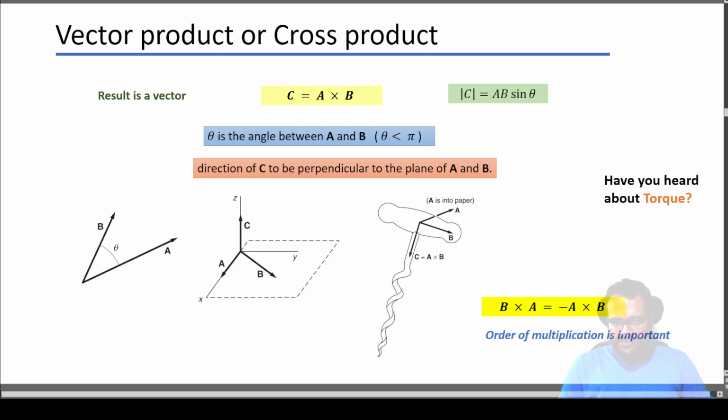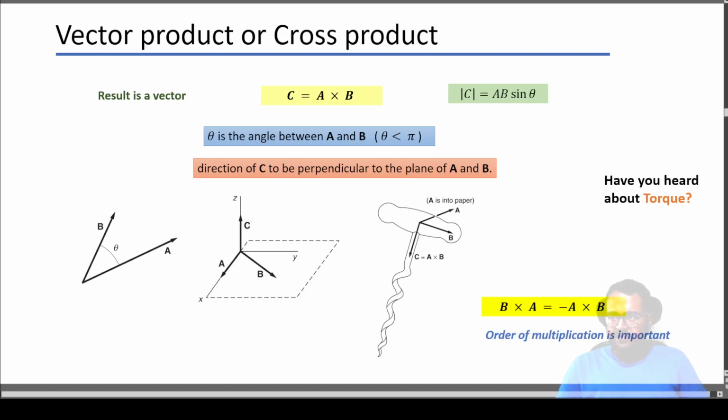And what else? Its direction: if you have a screw, you make that screw rotate from A to B. The direction, here A cross B and B cross A are different. The order of cross product direction is important. If you rotate that screw, it gets to the direction of C. This is called the right hand thumb rule. The order of multiplication is very important there.